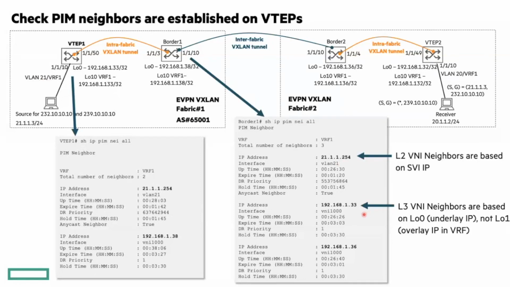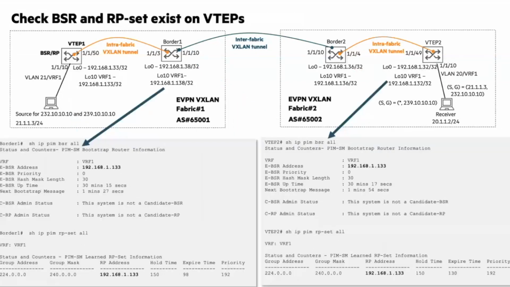And for the L3 VNIs, you have one on the left. Border 1 has 2 neighbors in the L3 VNI. On the left, 1.33. And on the right, 1.36. The VNI is 1000. So again, it's not the loopback in the overlay that's seen as a neighbor, it's loopback 0 that's seen as the neighbor. Just be aware.